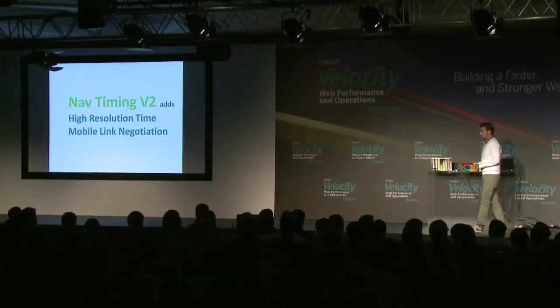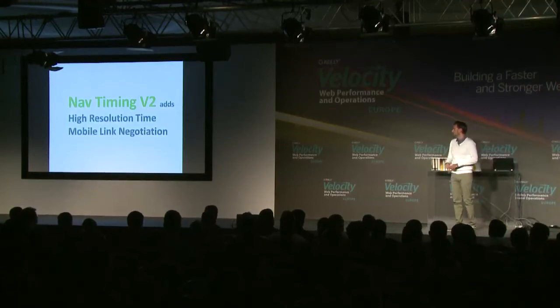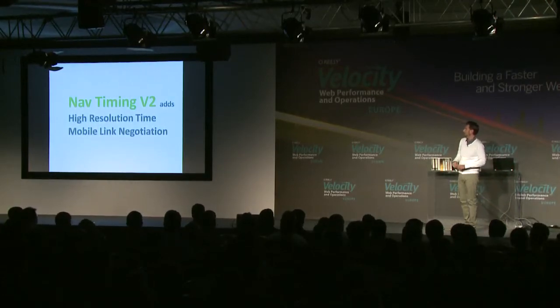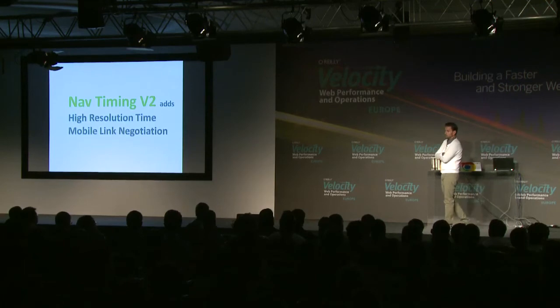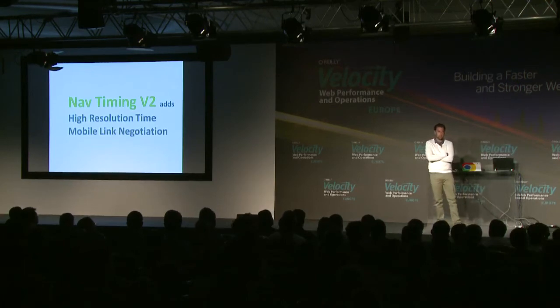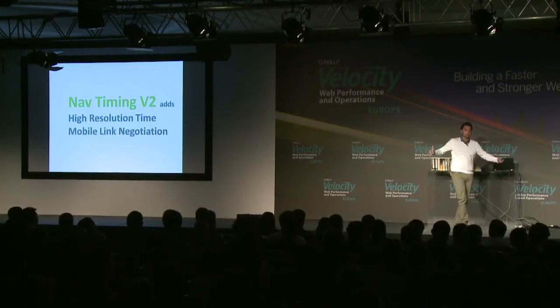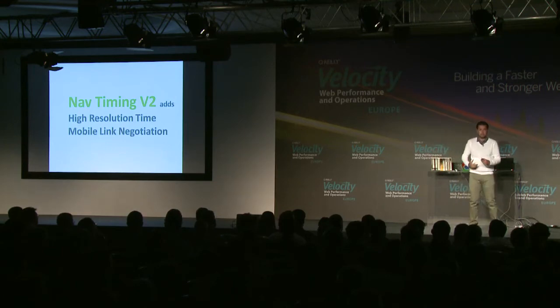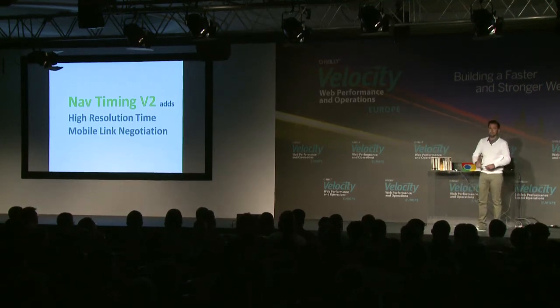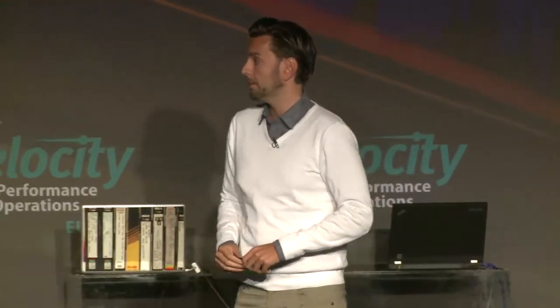Currently, work has started on Navigation Timing version 2, which adds two things. The first one is high resolution time. During the work, people figured out that we need a bigger time precision than just milliseconds, especially if you want to calculate frame rates. Millisecond resolution is not enough. And even more important, as there are also a lot of talks about mobile here, mobile link negotiation time will also be supported in the new specs. You'll also see how long it takes to actually get your carrier link time in there.